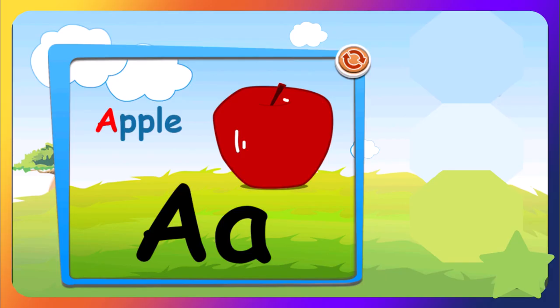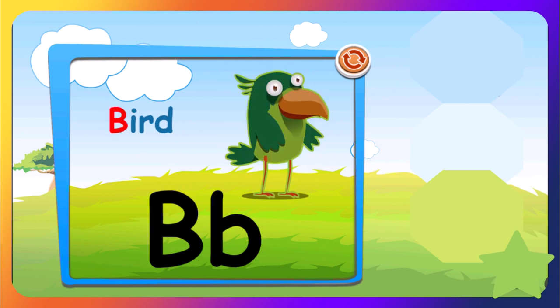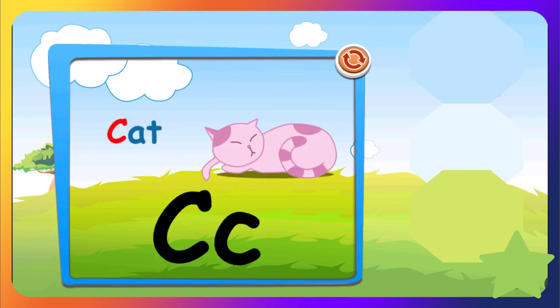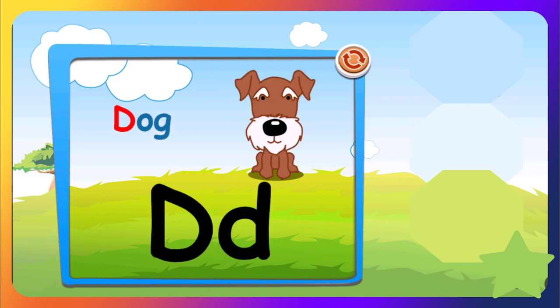A is for apple. B is for bird. C is for cat. D is for duck.